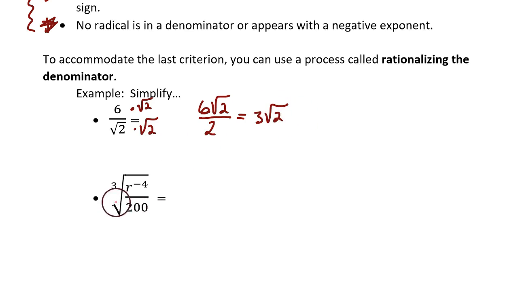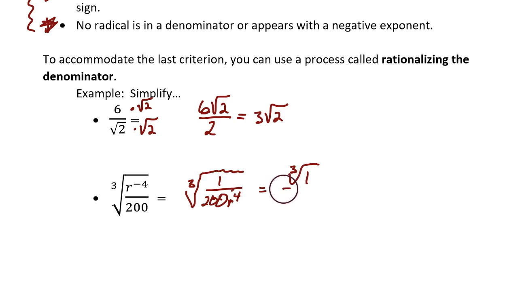Next example. We have the cube root of this expression. This is not simplified because it has a fraction, but also because it has a negative exponent in the radical. First step, let's rewrite that and correct the negative exponent. This is equivalent to 1 over 200 r to the 4th power. Next step, let's apply the quotient property and rewrite this as the cube root of 1 divided by the cube root of 200 r to the 4th.